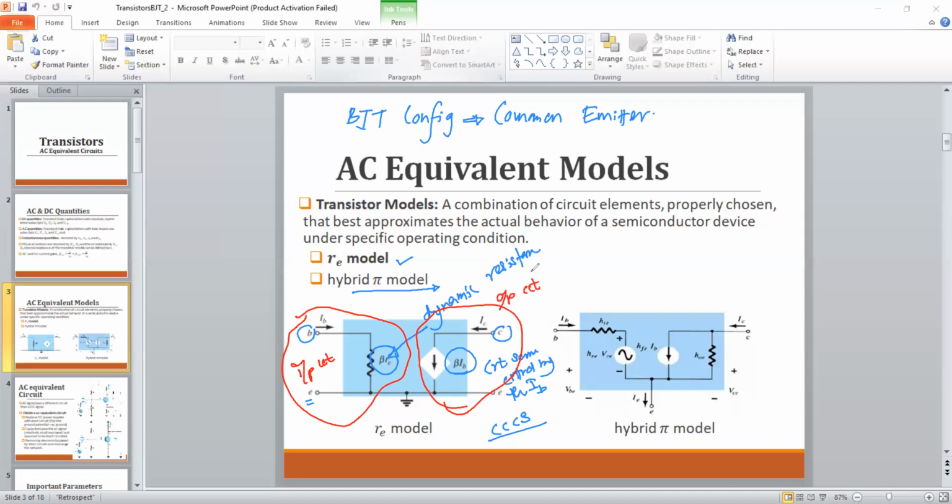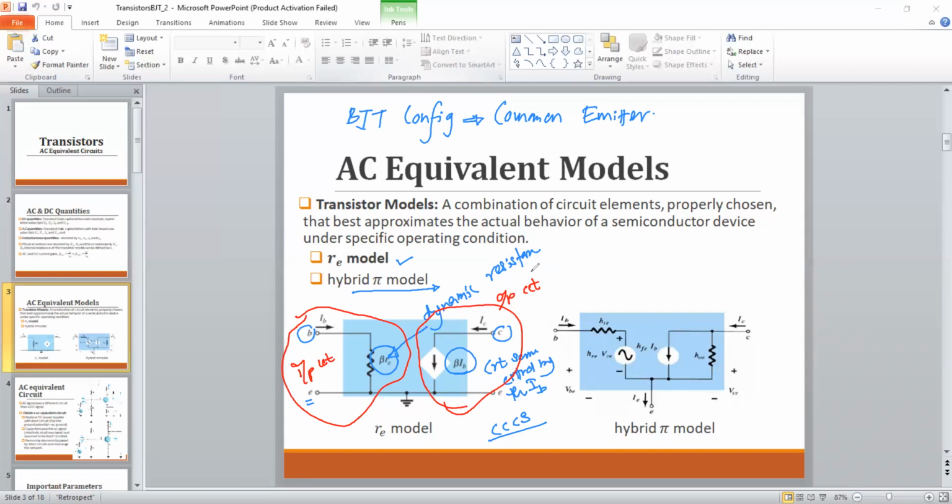This input circuit basically has a kind of dynamic resistance. The value of the dynamic resistance is beta times RE. We'll see what this RE actually is. In the output circuit, we have a current-controlled current source, which emphasizes the relationship between the base and collector current. So this is the very simple RE model, and you can see the pi model as well.